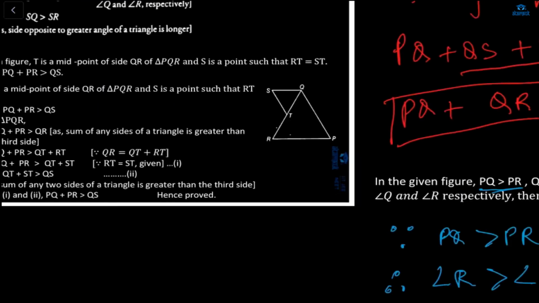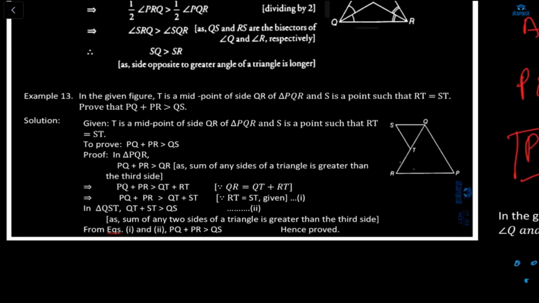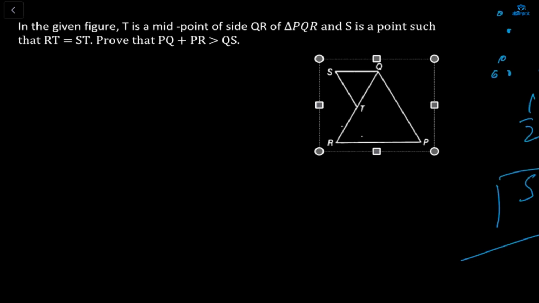Now try to do this one. In the given figure, T is the midpoint of side QR of triangle PQR, and S is a point such that T is equal to ST. Prove that PQ plus PR is greater than QS. Now you have to show this relation. How can you show it? Try it on your copy. I'm giving you 5 minutes. First, write what is given.